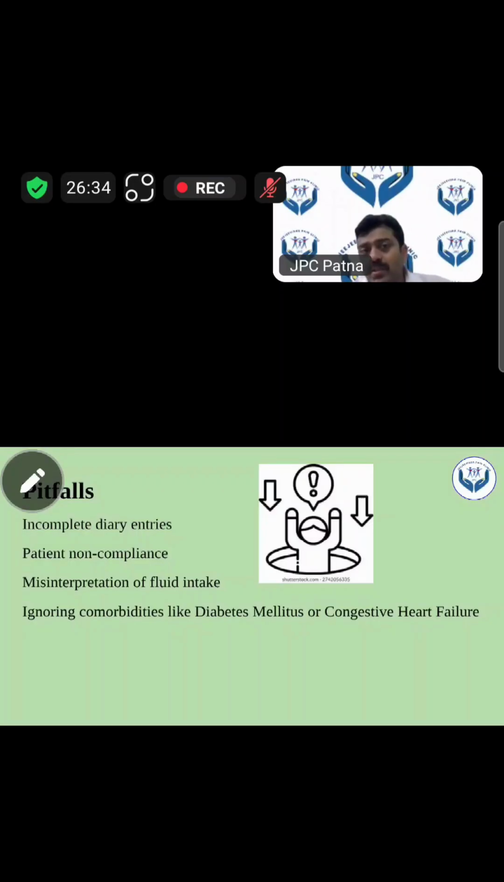And misinterpretation of fluid intake: as I told you, fluid may be water, it includes milk, lassi, chaach, everything. It includes tea as well, coffee as well. All these things have to be counted. So misinterpretation of fluid intake should not happen, like not counting that, okay, I took rasam today, I took a lot of dal today. Everything is a liquid. You have to keep in mind how much dal he is taking, how much rasam he is taking. That becomes important. And comorbidities like diabetes or congestive heart failure become important.